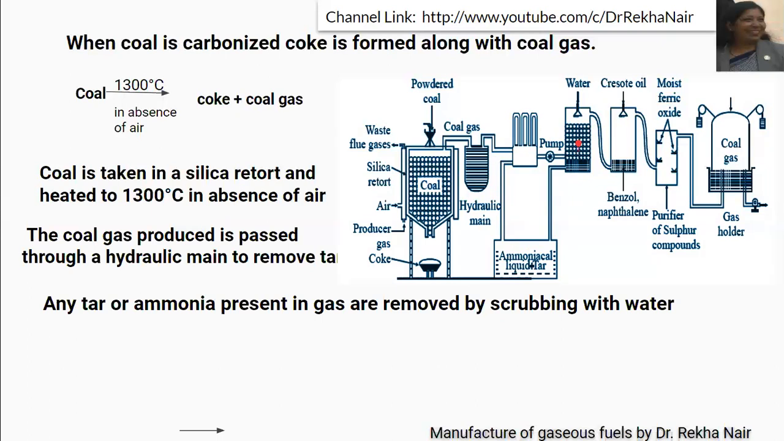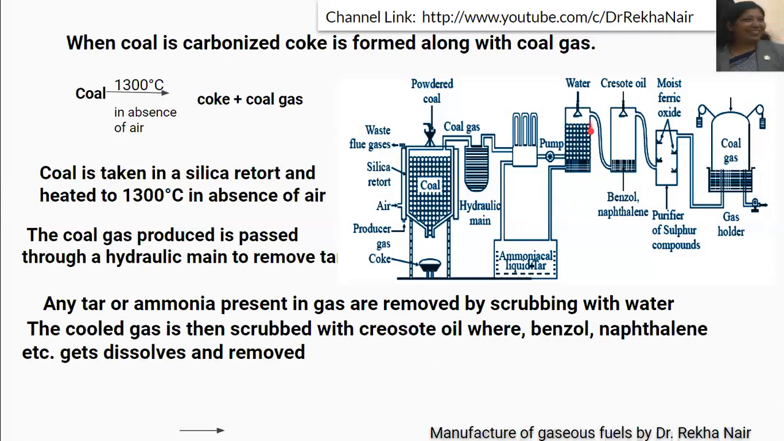After removing ammonia and tar, it will be passed through a scrubber containing creosote oil. This creosote oil will scrub the coal gas, and will remove compounds like benzol and naphthalene, which will get dissolved in that creosote oil and get removed.